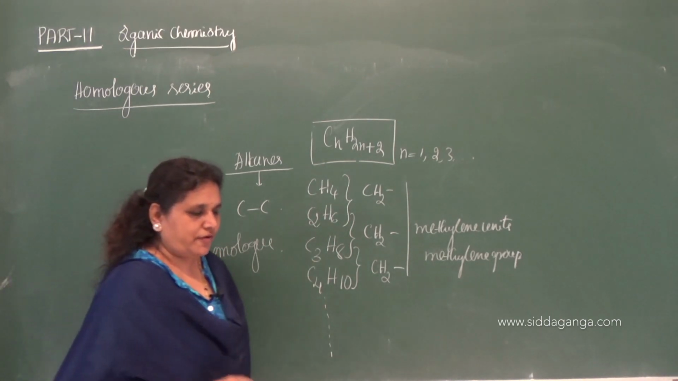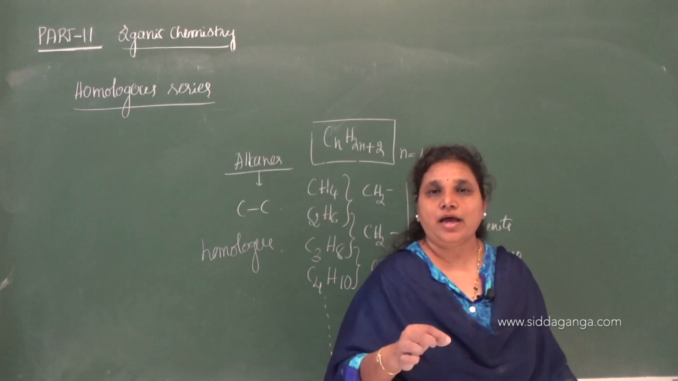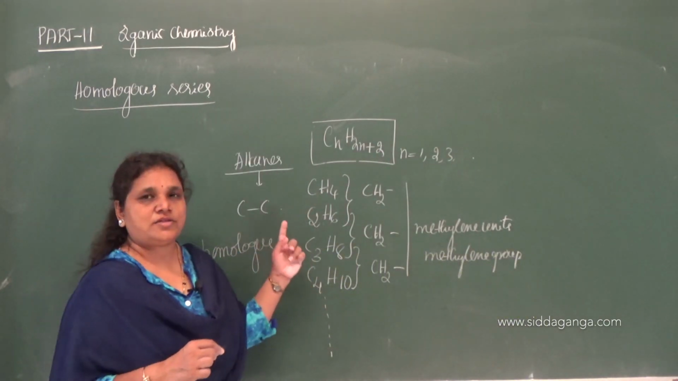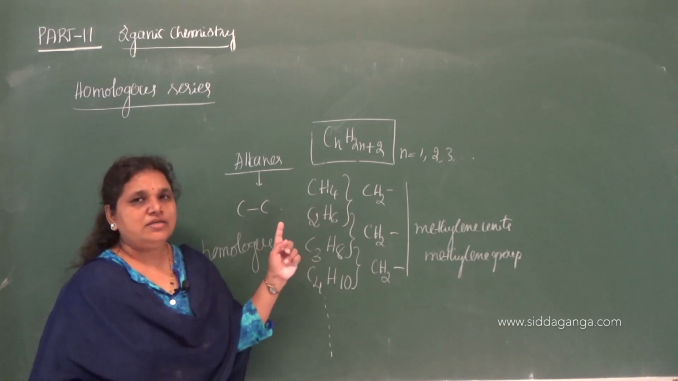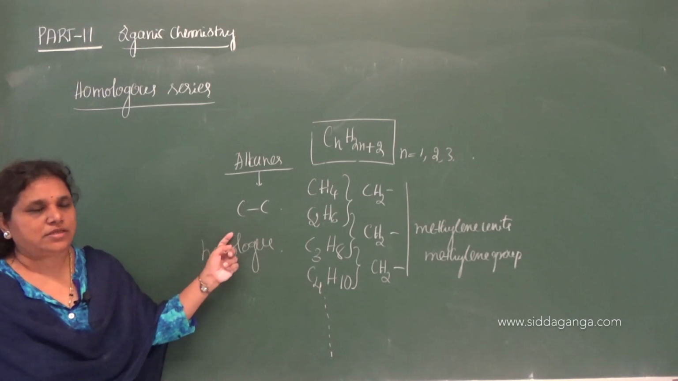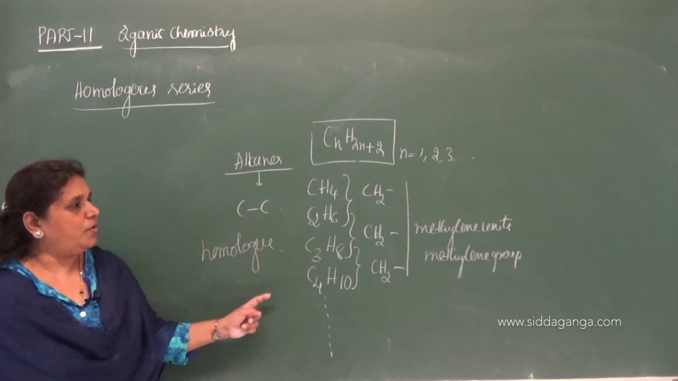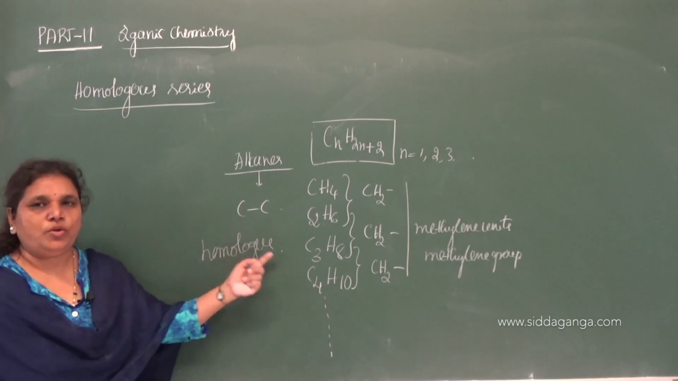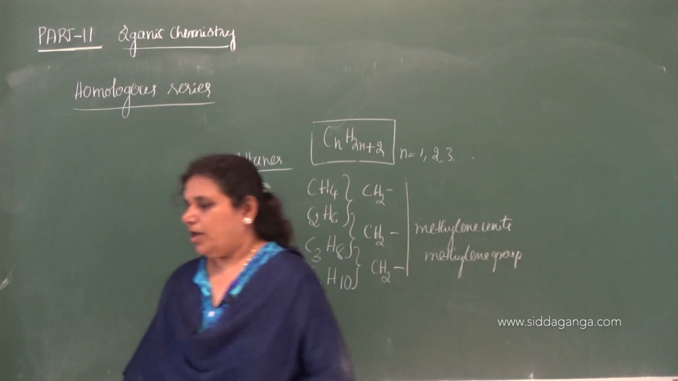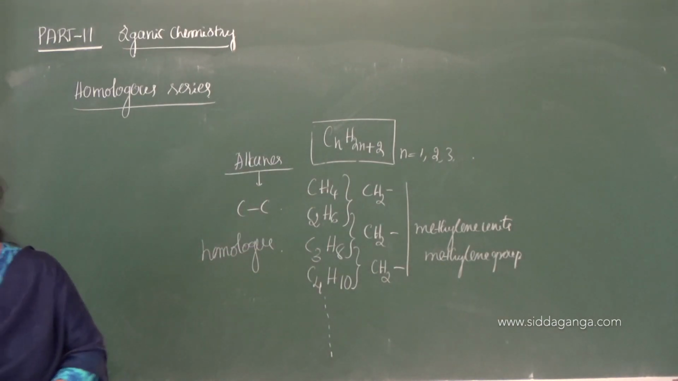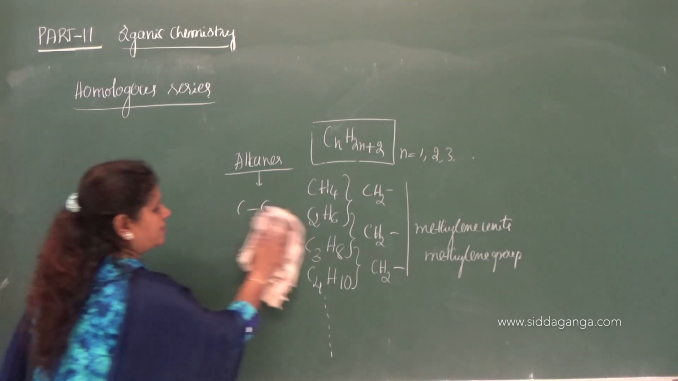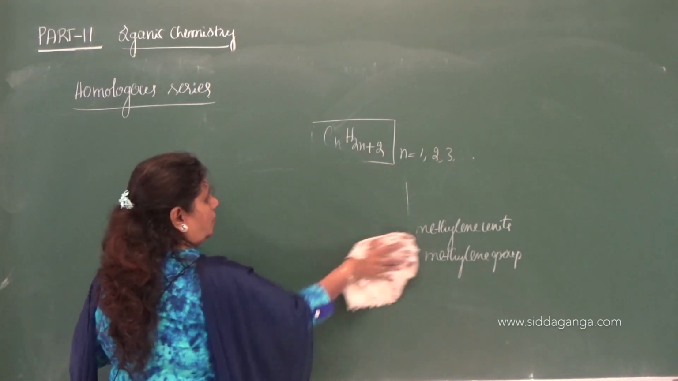Now, how do we define a homologous series? A class of organic compounds which can be represented by a single general formula and having the same functional group are called a homologous series. Each member of a homologous series is called a homologue. Now, let us move on to the characteristic properties of the homologous series.